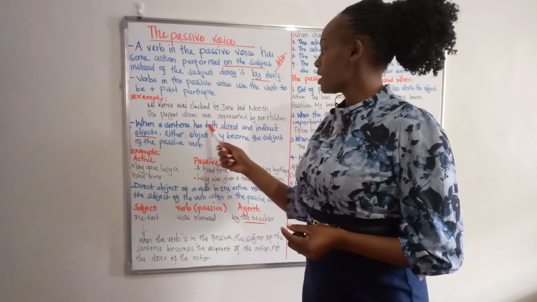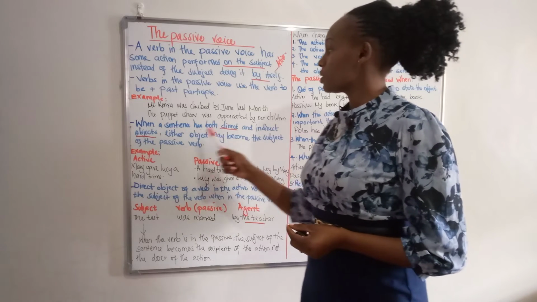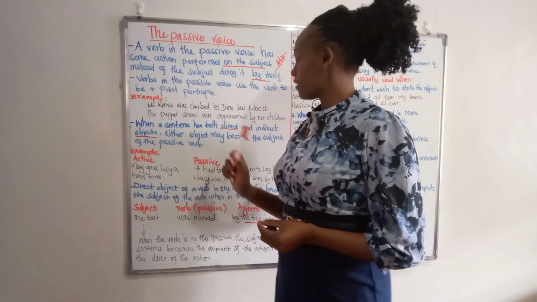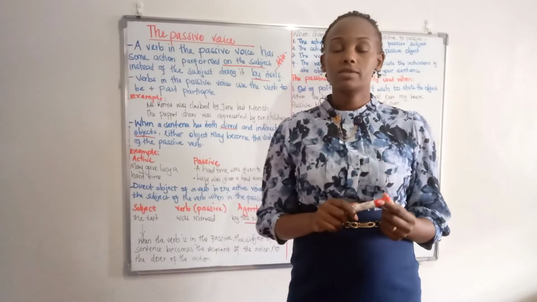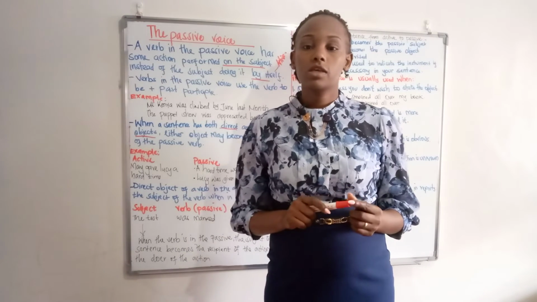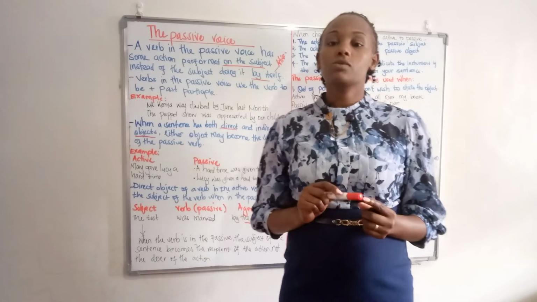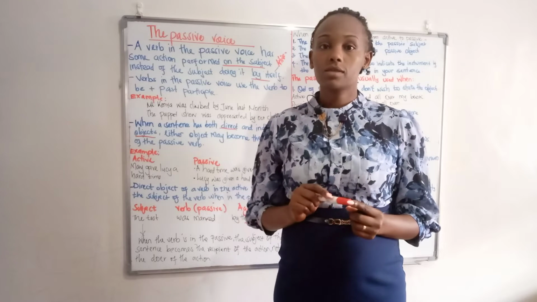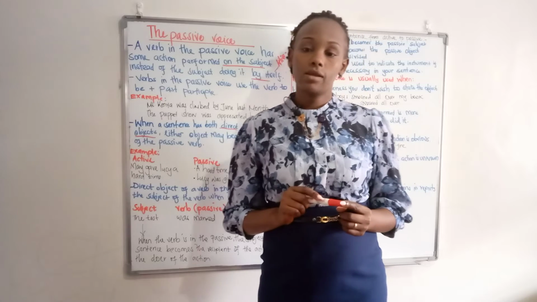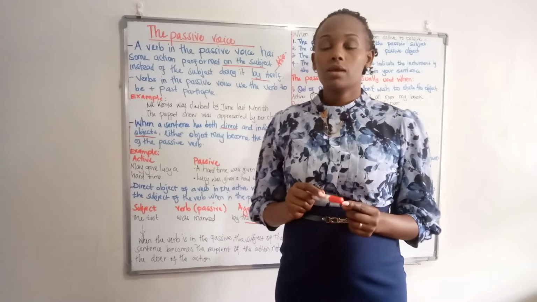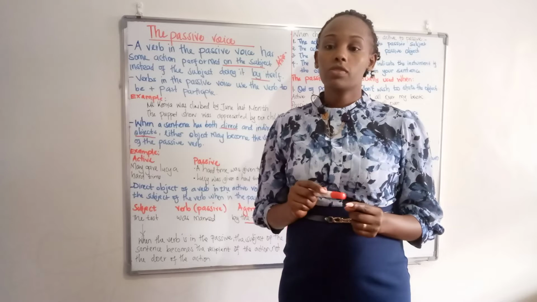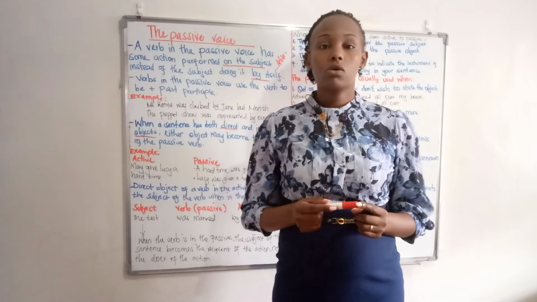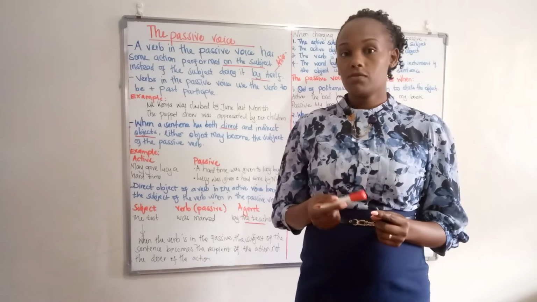Now, when a sentence has both direct and indirect objects, either object may become the subject of the passive verb. When we are talking about a direct object in English, a direct object is the object which the verb is acting on. For example, he sold a car. Car here is our direct object. You may also say a direct object is a person or thing that is affected by the action of the verb or receives the action of the verb.